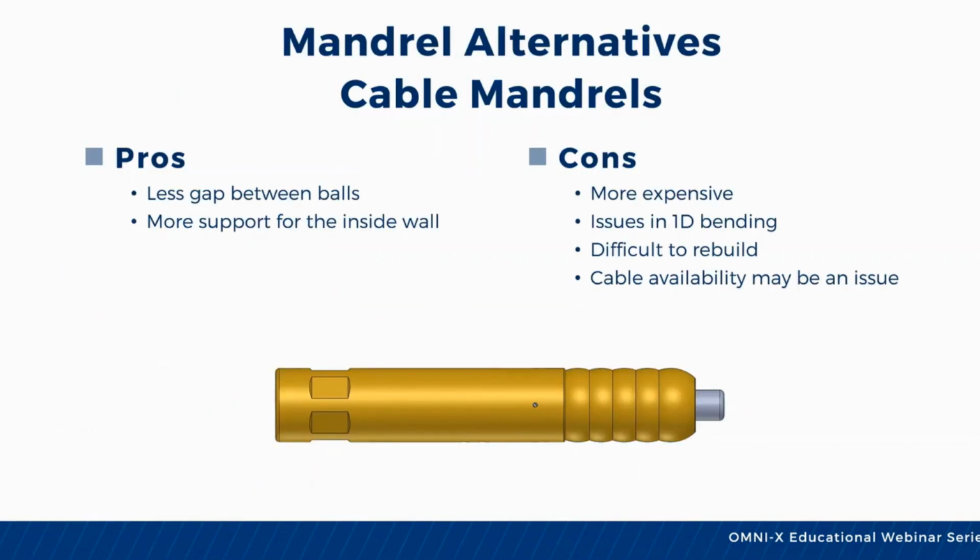Another alternative to a traditional mandrel is cable mandrels. Cable mandrels are options for repetitive, easier applications. The design of the cable mandrel allows for full nesting of the balls within one another, which leads to little or no gap between the balls, and sometimes more support for the inside of the tube. The downside is the nesting results in increased wear on the balls, and there are issues bending tight bends due to the strength of the cables. Cables are also expensive and need replacement often as they stretch out over time.